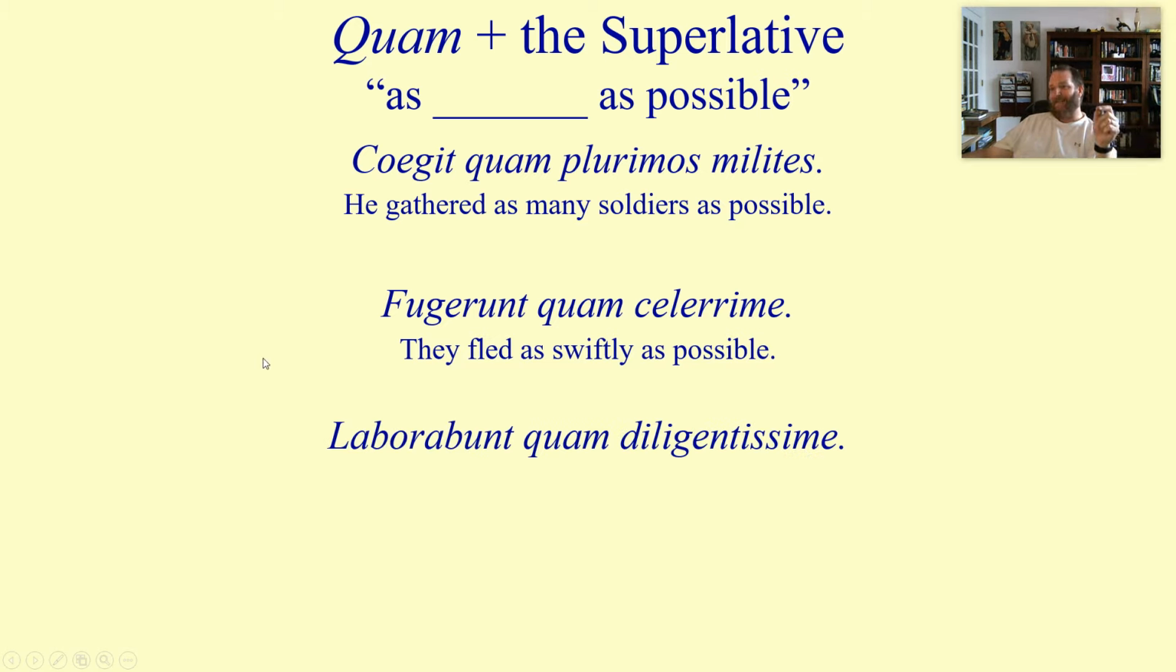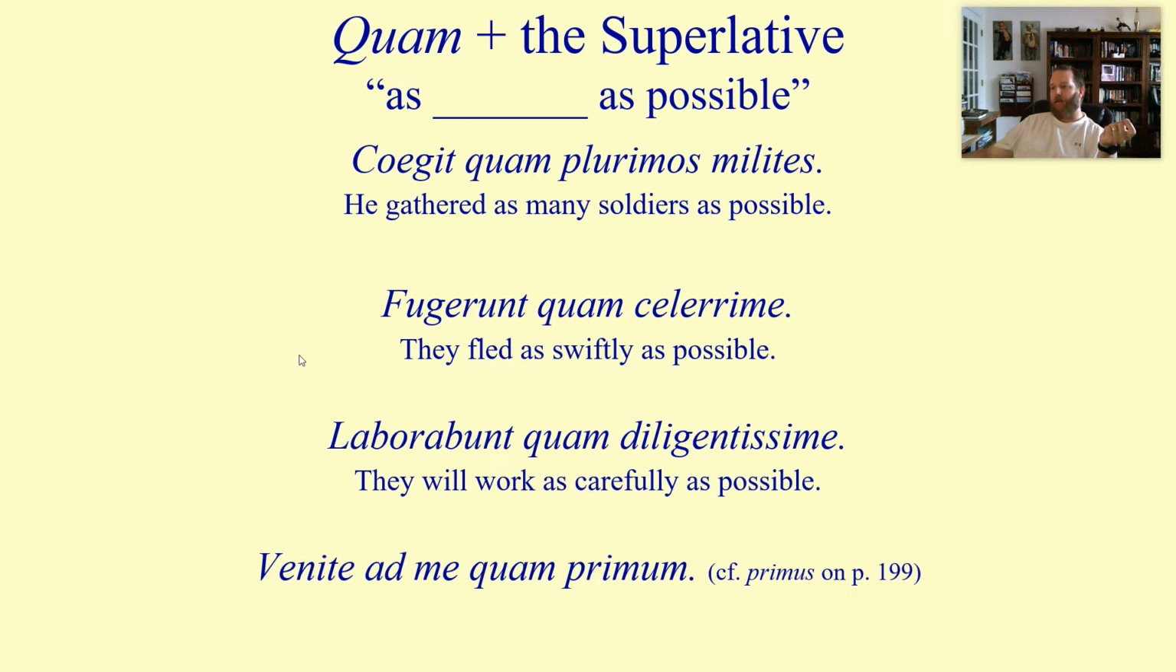Laborabunt quam diligentissime. Hopefully this is true of you. Laborabunt, they will work not just very diligently, but as diligently or as carefully as possible. So just look for quam. Quam means a lot of different things in Latin, but here it pretty much sticks out because it's with a superlative. There's also an idiom here, which is quam primum. If you translate this literally, quam primum would be like as first as possible. Sounds kind of odd, but no, it idiomatically means as soon as possible. So venite ad me quam primum, come to me as soon as possible.